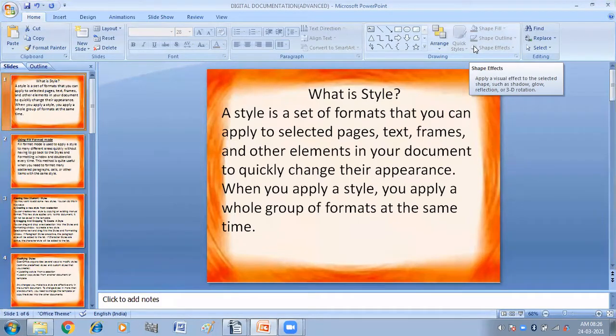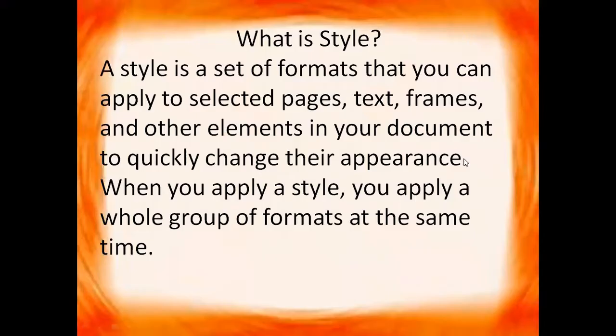Now what is style? A style is a set of formats that you can apply to selected pages, text, frames and other elements in your document to quickly change their appearance. When you apply a style, you apply a whole group of formats at the same time. So, style is a set of formats that we can apply in our document for its formatting, right? So, here we are going to implement how we can apply style in OpenOffice Writer.